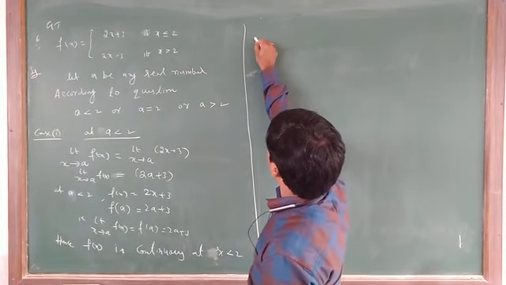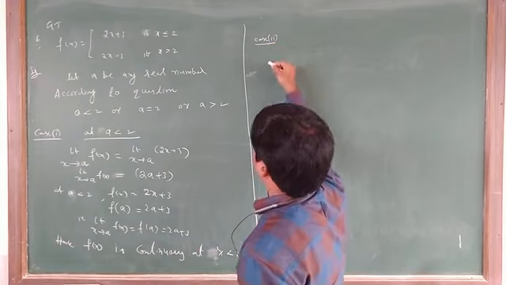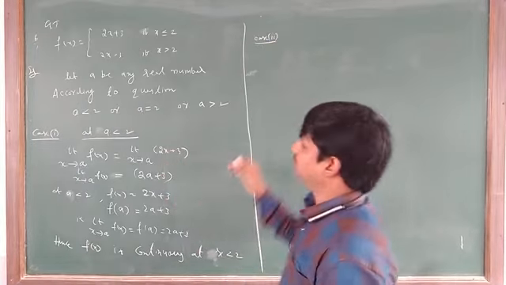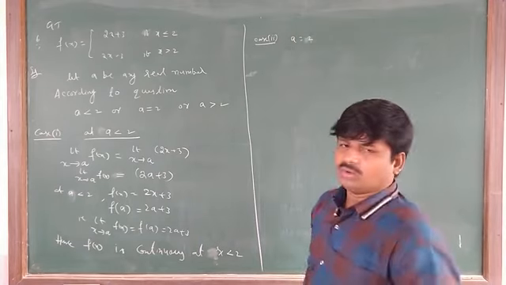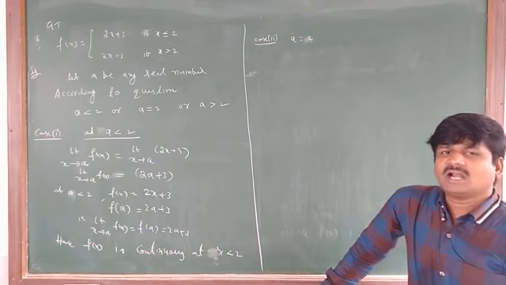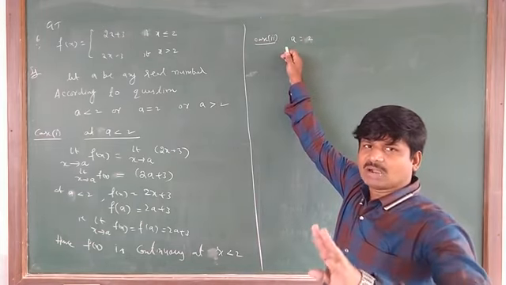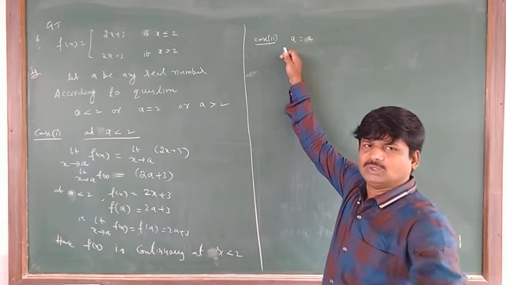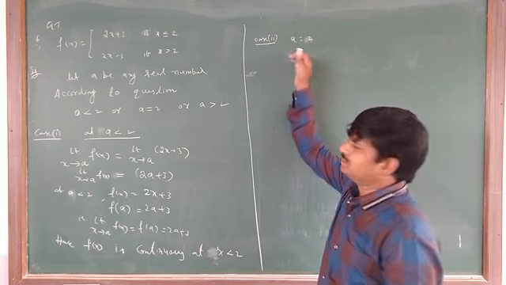Next, case 2. What is case 2 here? a equal to 2. At 2, we have to check continuity. How do we check at 2? Compulsorily left of 2 and right of 2. That means the left hand limit we have to find, and the right hand limit also we have to find.